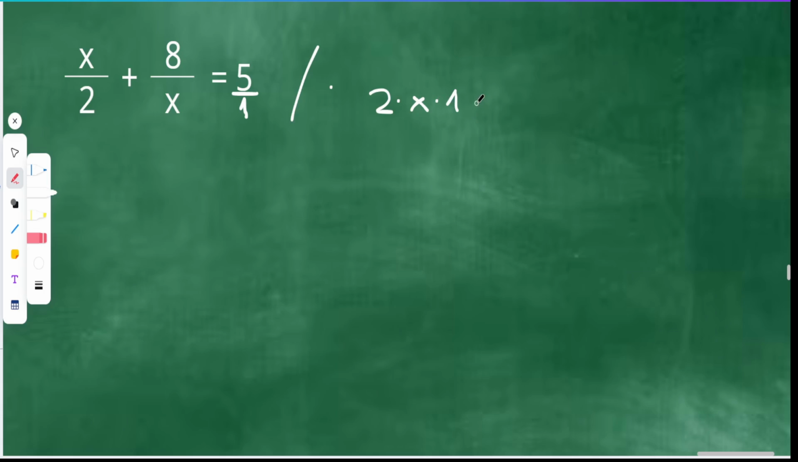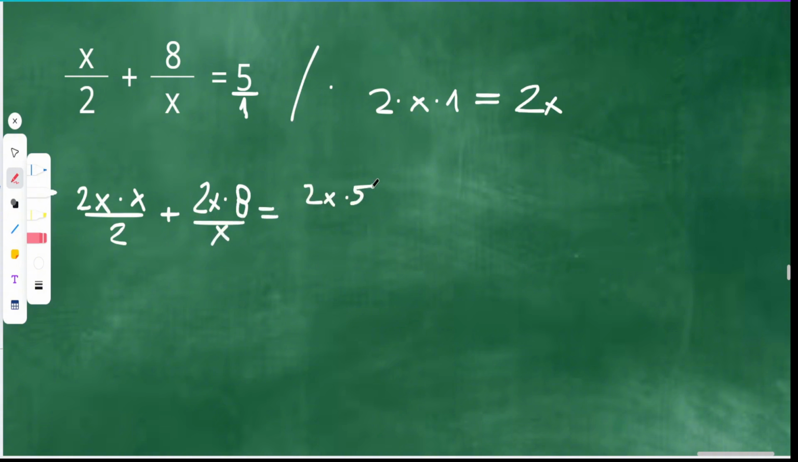That is, we will multiply by 2 multiplied by x multiplied by 1. That is 2x. This equation will look like this. I will do it for you. 2x multiplied by x over 2, plus 2x multiplied by 8 over x, equals 2x multiplied by 5 over 1. Look that in each of these fractions 2x appeared. We can now reduce these fractions.